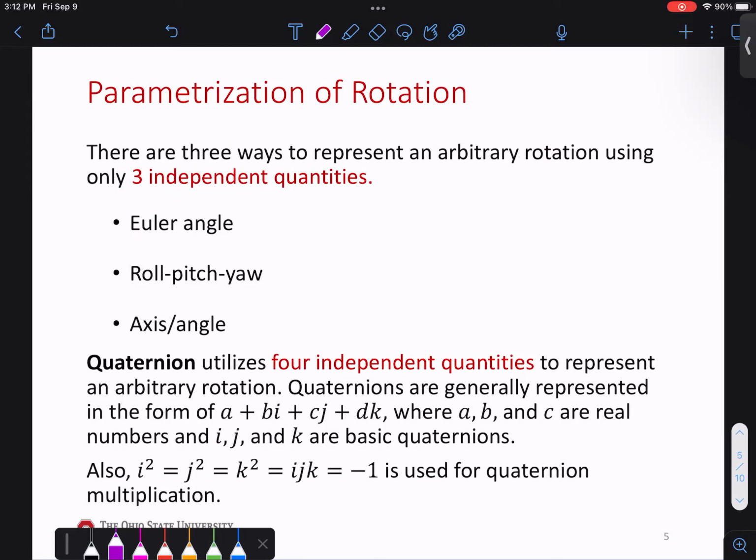And you might see different ones in the literature, and they're all kind of the same concept. So it should help you if you study these. It should help you to read literature for other ones. So when we have 3 independent quantities, we can define our rotation as Euler angles. We can use roll pitch yaw. We can use axis angle type of rotation.